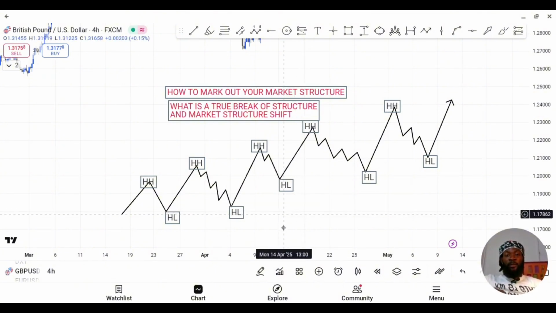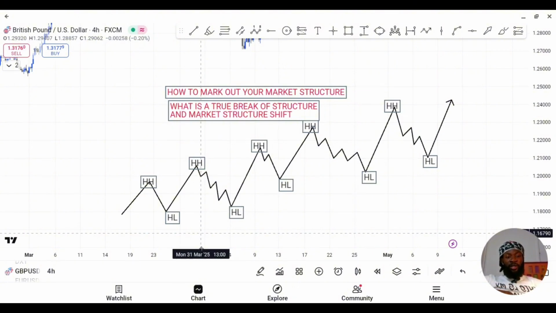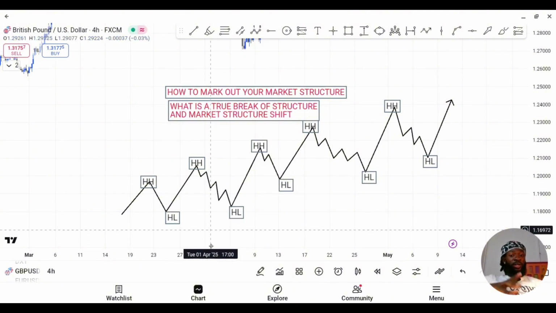Now, the market moves in three different ways: either the market is going up, or the market is trading down, or the market is consolidating, which means the market is ranging. This is a sketch I did myself. So, what moves the market? The market moves from one place to another simply because it is looking for liquidity. Liquidity is what pushes the market, and liquidity simply means money.